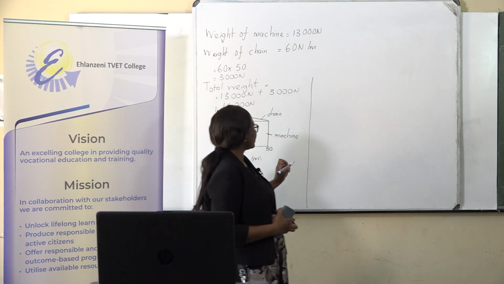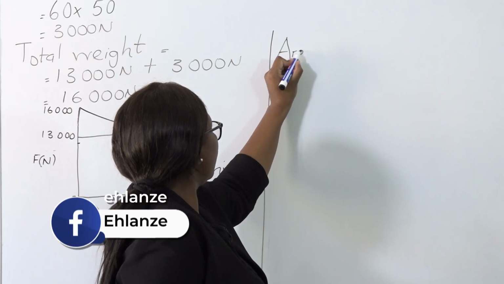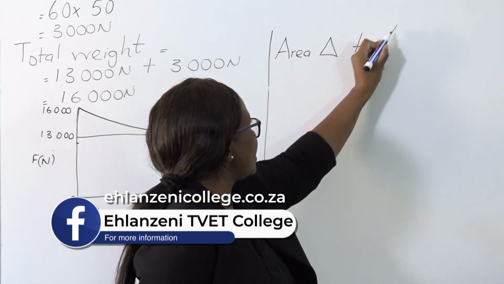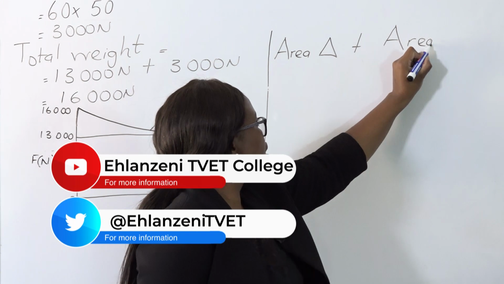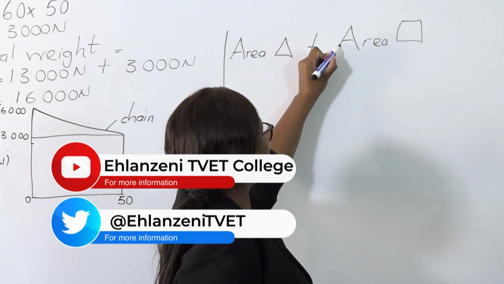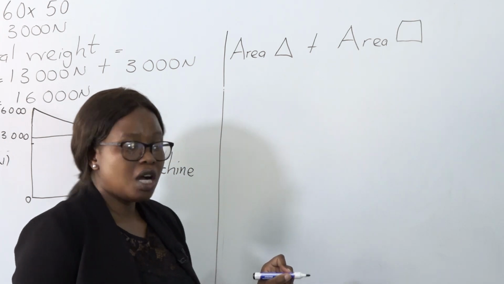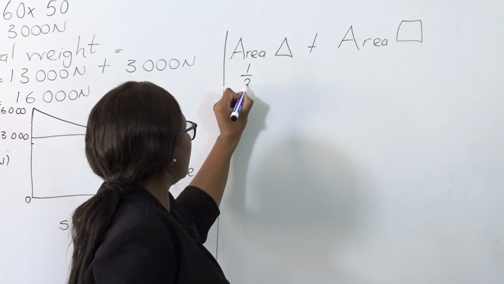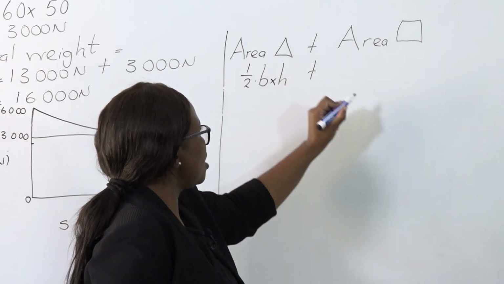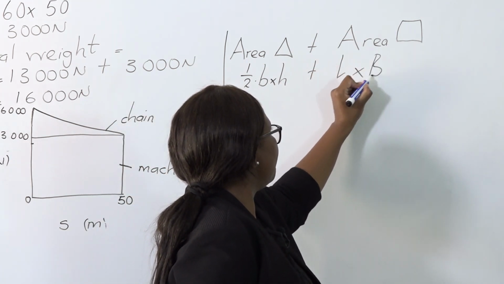How do we calculate work done? Work done is equal to area below the graph, which is area of a triangle plus area of a square or a rectangle. What is the formula for the area of a triangle? Area of a triangle is equal to half base times height, plus area of a rectangle or a square is length times breadth.